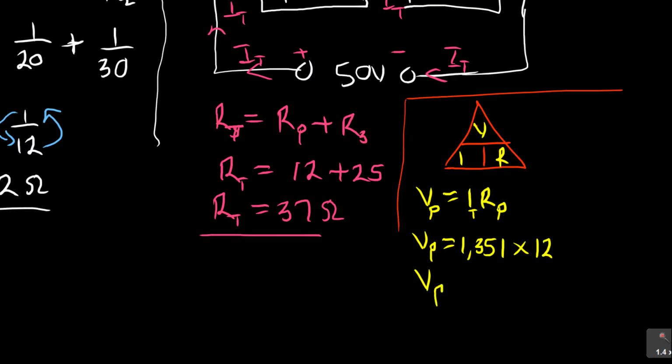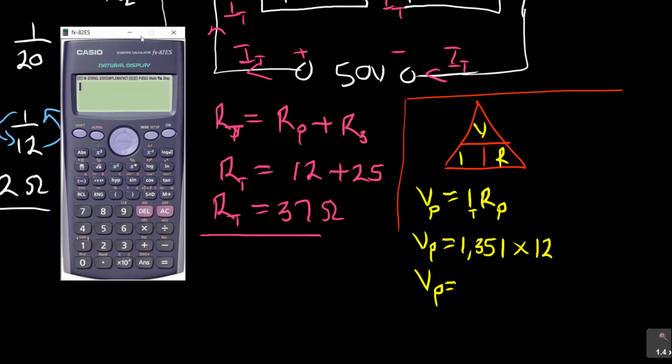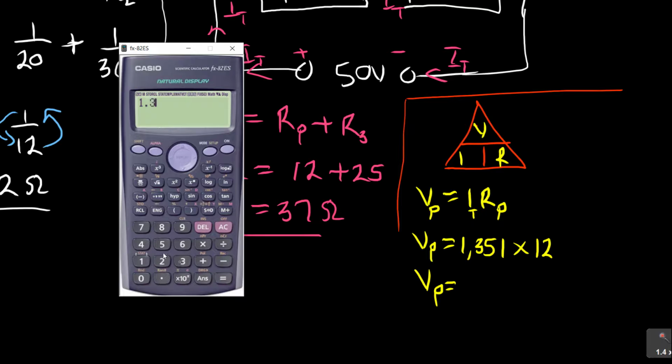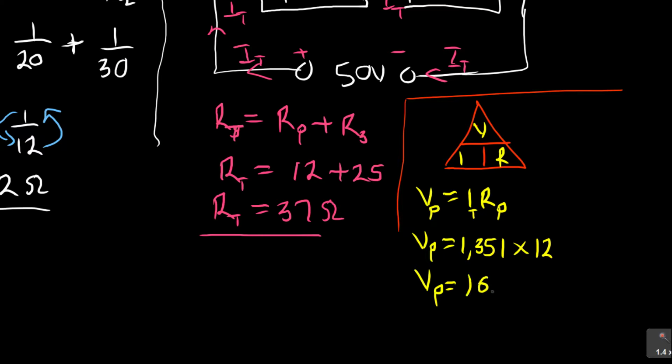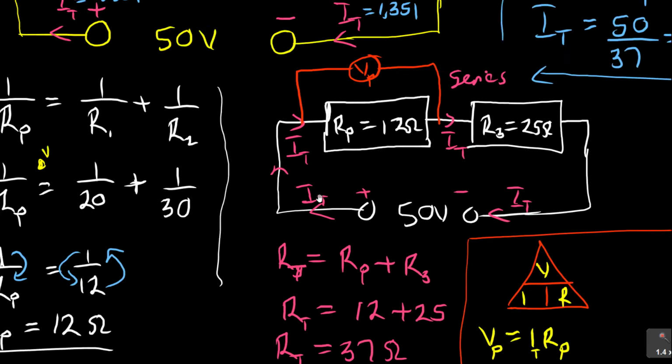So VP in this case is equal to, if I use my calculator there, 1,351 times 12, and it gives me 16,212. Now I'm looking at voltage, so the answer is going to be in volts. So that is the answer that you get there.